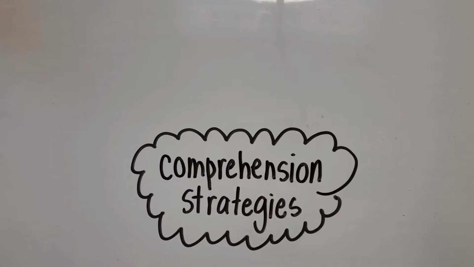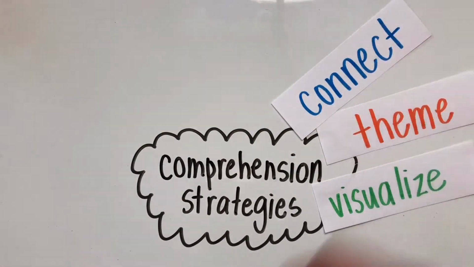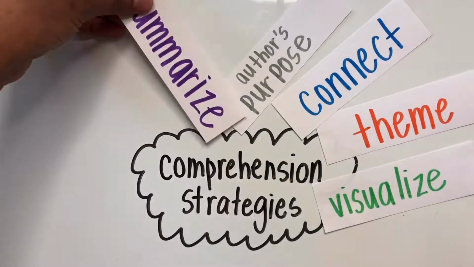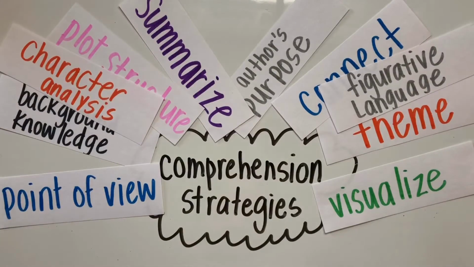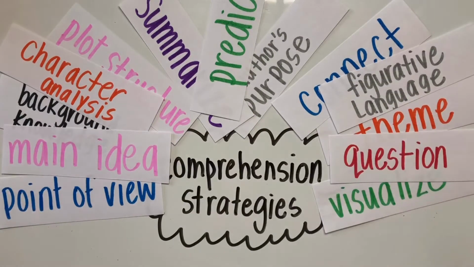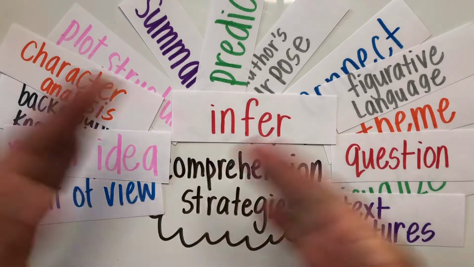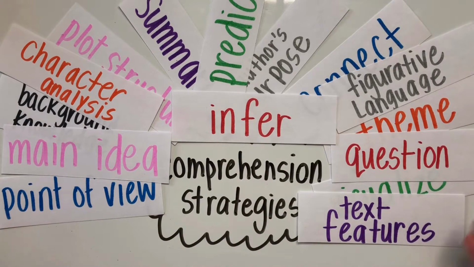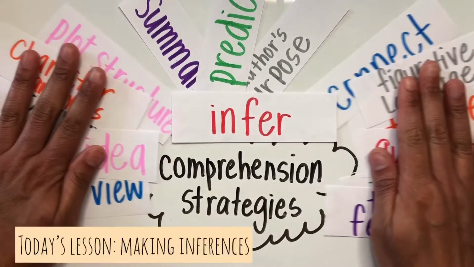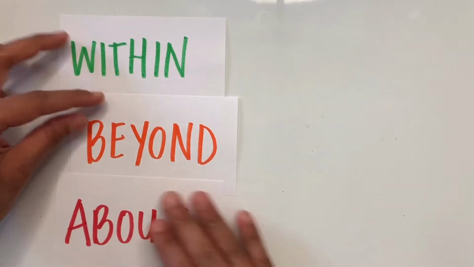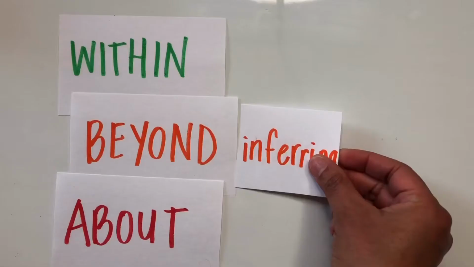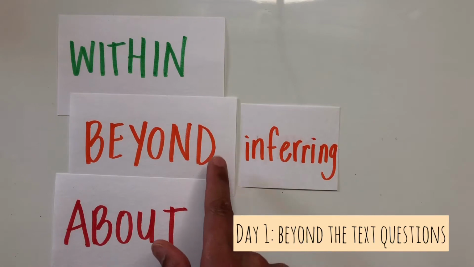Just like there are different levels of comprehension questions, there are different comprehension strategies. We have visualize, theme, making connections, author's purpose, summarize, plot structure, background knowledge, point of view, figurative language, character analysis, predictions, main idea, questioning, text features, and inferring. In today's lesson, we will focus on making inferences. In our 3 levels of question, making inferences come from beyond the text questions.